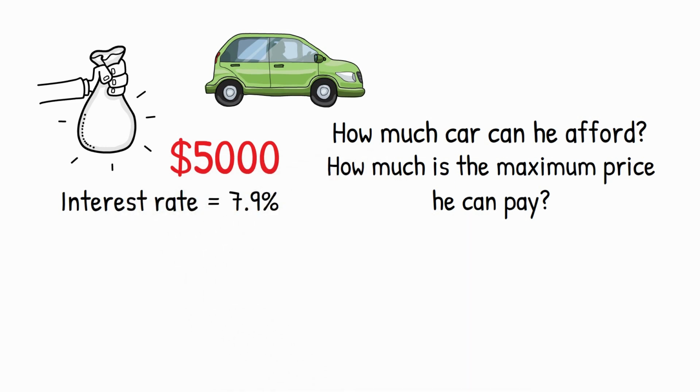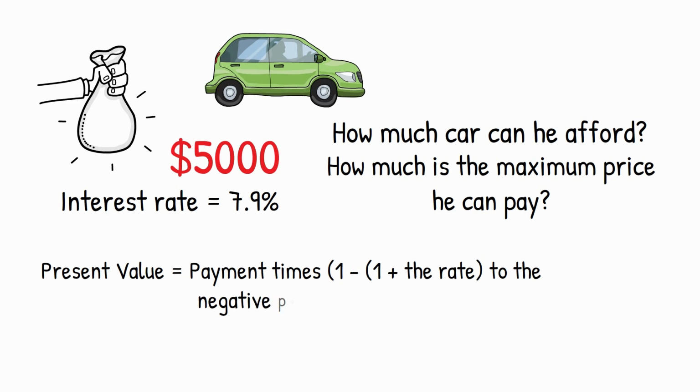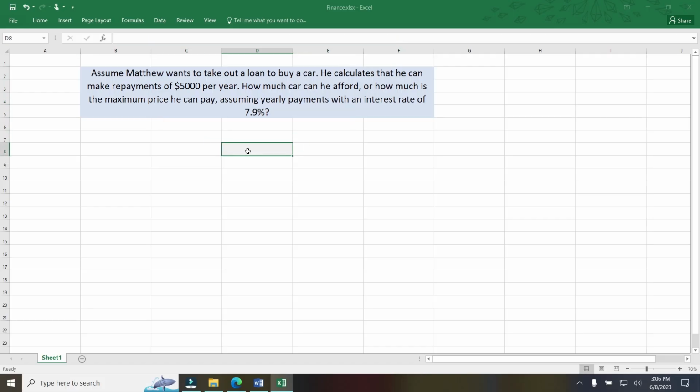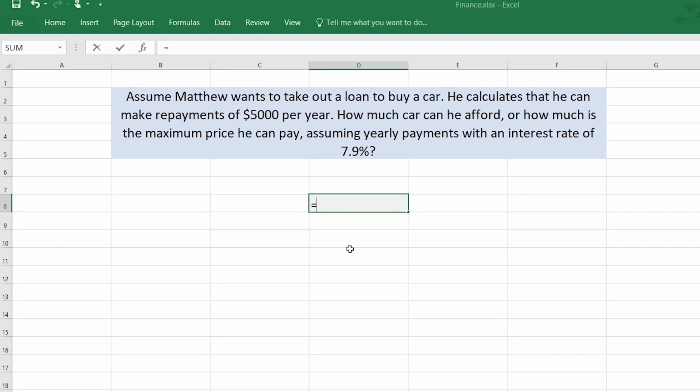Well, the algebraic formula for present value is present value equals payment times 1 minus 1 plus the rate to the negative power of the number of periods, divided by the rate. Of course, it's a lot easier to use Excel. Start with equals PV since we're solving for the present value. Open the parentheses and input a rate of 0.079, which is 7.9%.